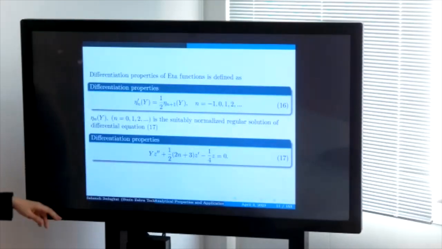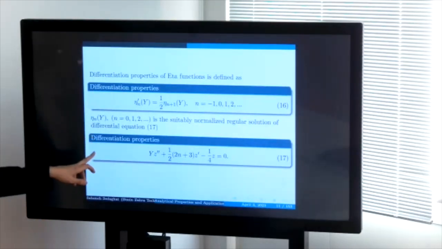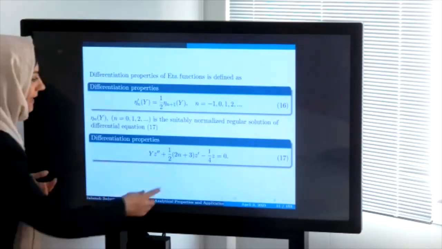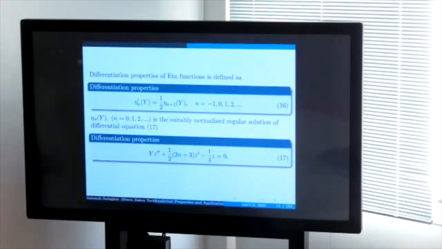Another property of eta function is that the generating differential equation of eta function can be obtained as this equation. Now I want to obtain it.